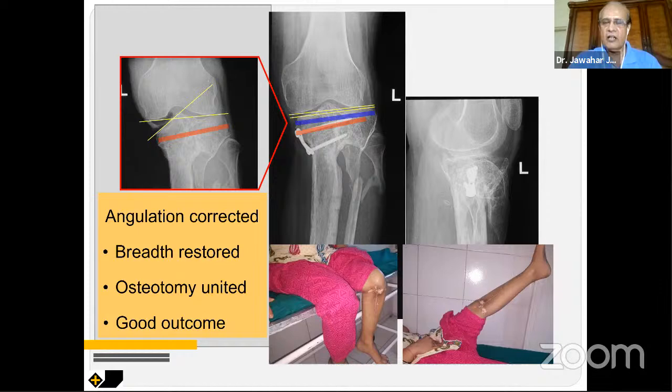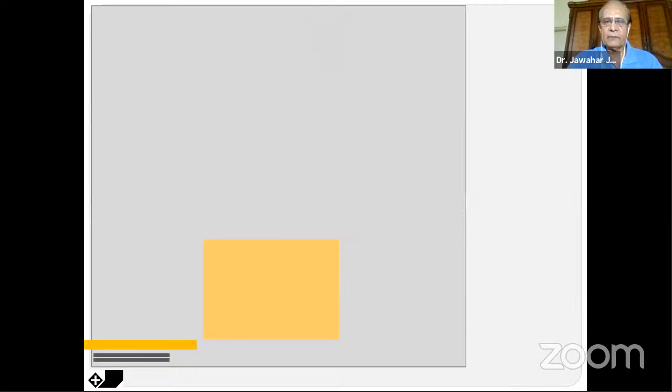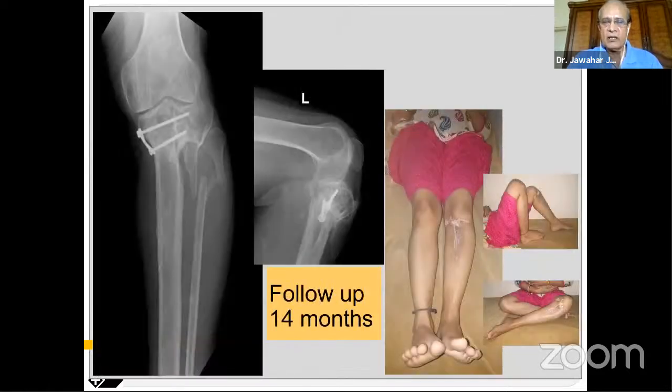And ultimately, I could get a fairly good alignment of the medial condyle with the same range of knee movement. And this is what has happened at the end of 14 months, that she is now happy with a very good flexion at the knee, full extension, and a reasonably good correction of the condyle. Thank you. Dr. Tanna's opinion, sir?